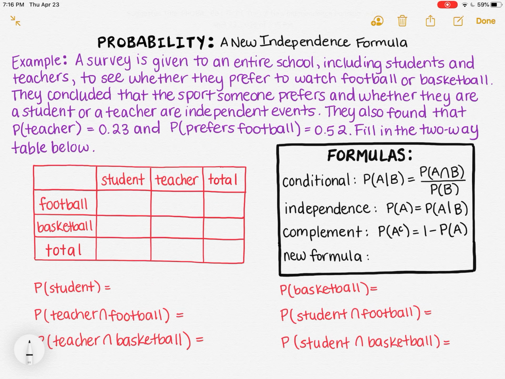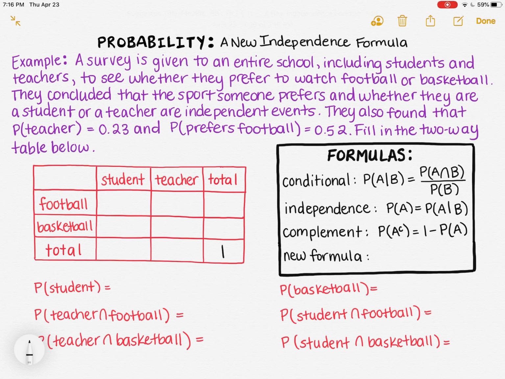They also found that the probability of choosing a teacher is 0.23 and the probability that someone prefers football is 0.52. We need to fill in the two-way table using this information. Since we've been given values of probability, we're going to fill in the table using values of probability as well. We know that the values of probability always need to add up to a total of 1. So I'm going to put a 1 in my bottom right total box.